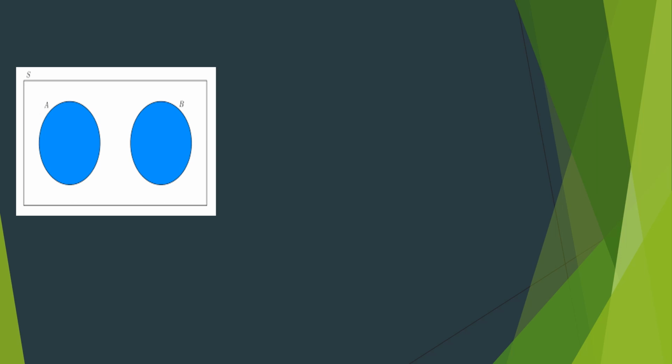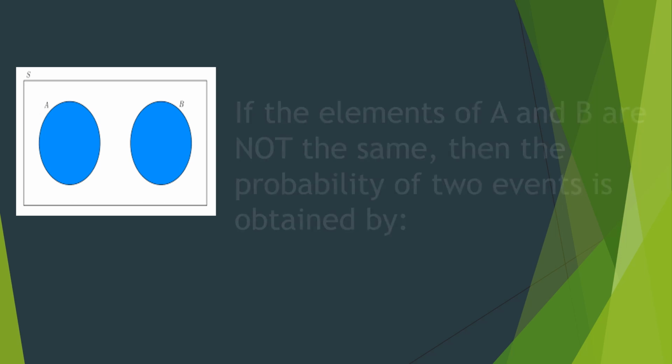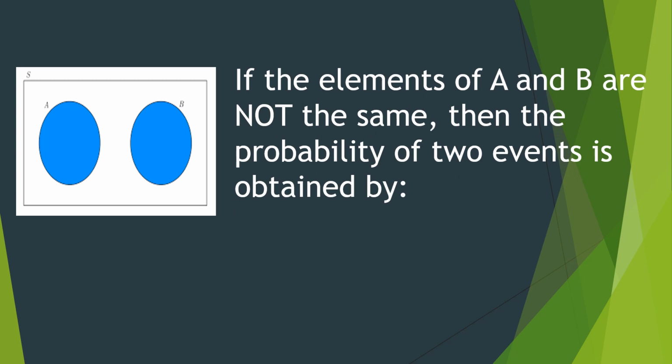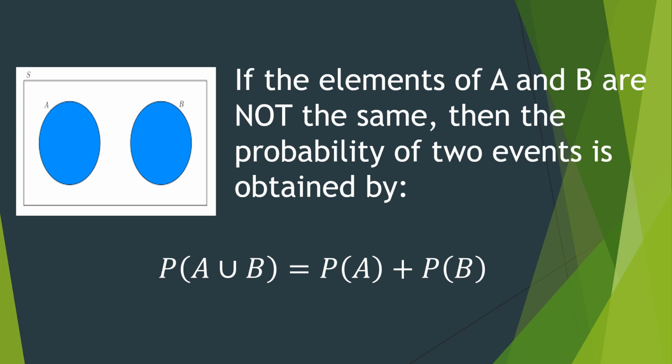We can categorize it into three. Let's say the first one. If the elements of A and B are not the same, then the probability of the union of two events is obtained by: probability of A union B is equal to probability of A plus probability of B.